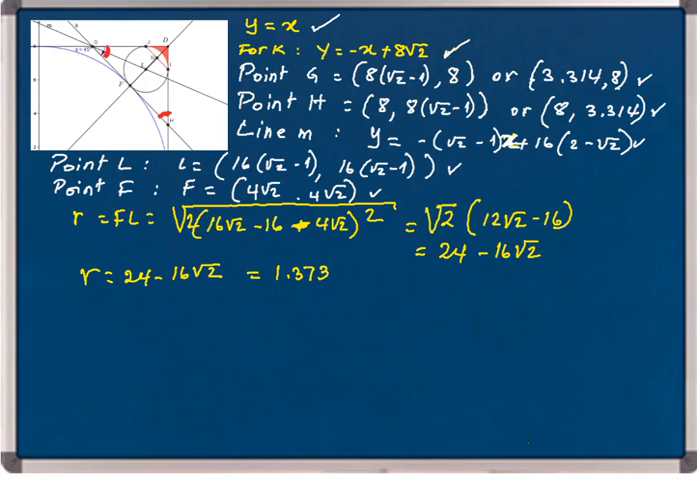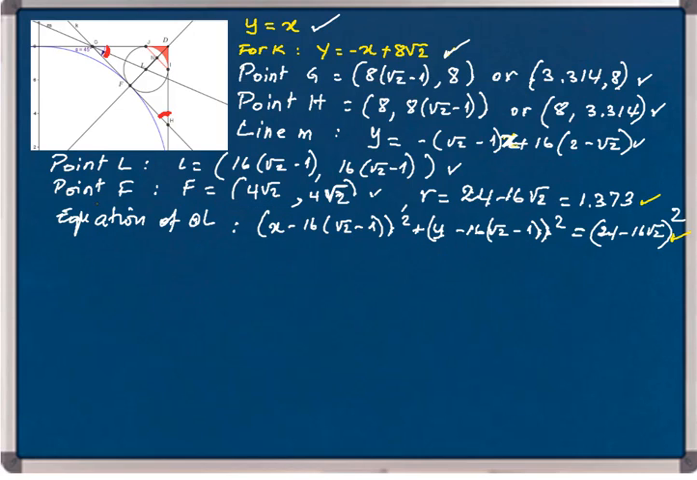FL here, right? Okay. Finally, we can see that the equation of circle L is x minus 16 times the quantity square root 2 minus 1 all squared plus y minus the quantity minus 16 times the quantity square root of 2 minus 1 all squared is equal to the quantity 24 minus 16 square root of 2 all squared. So this is the equation of our circle.